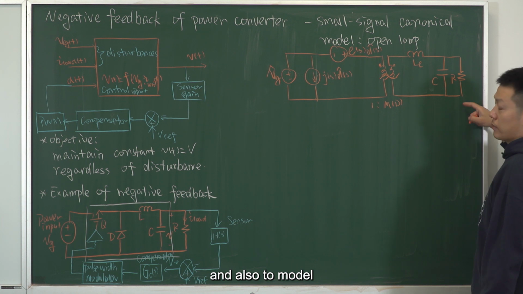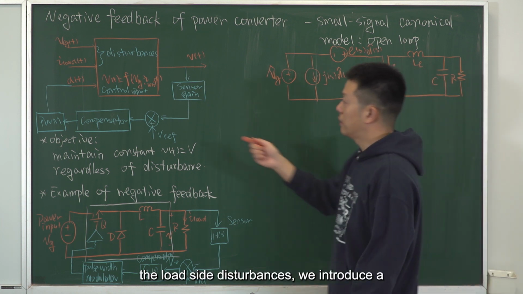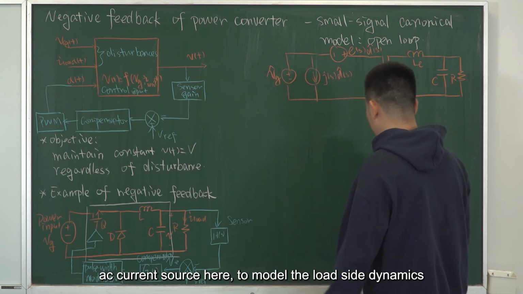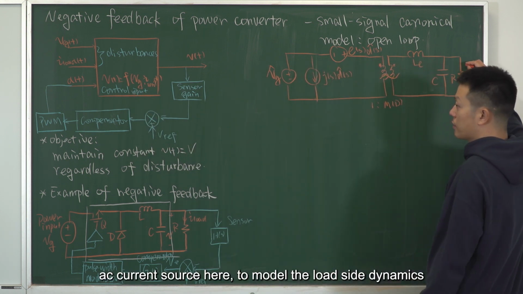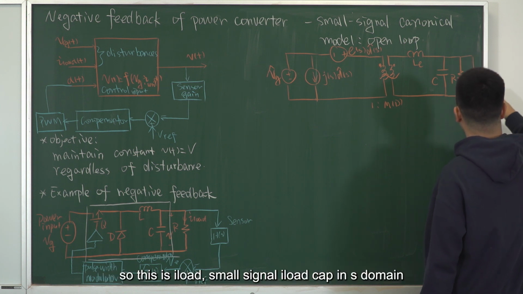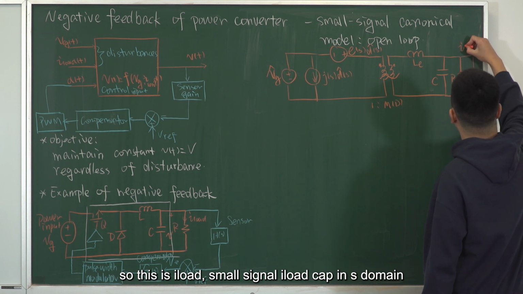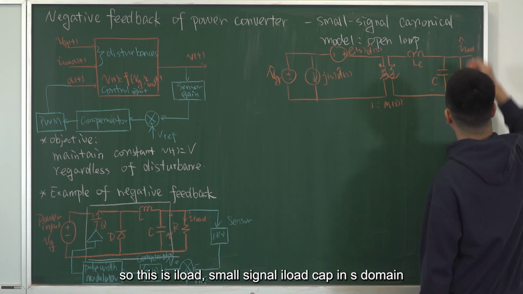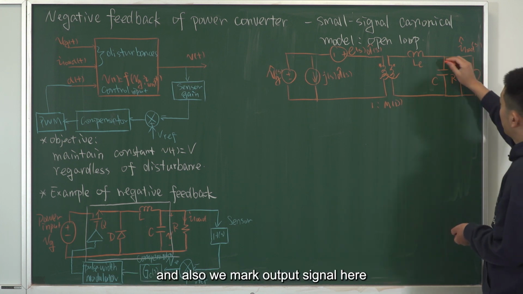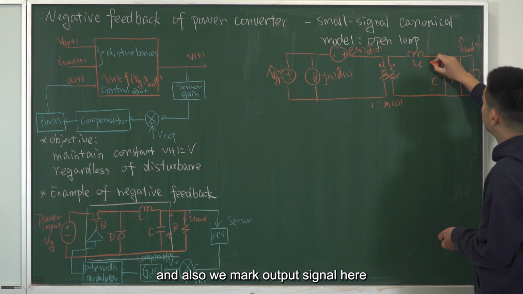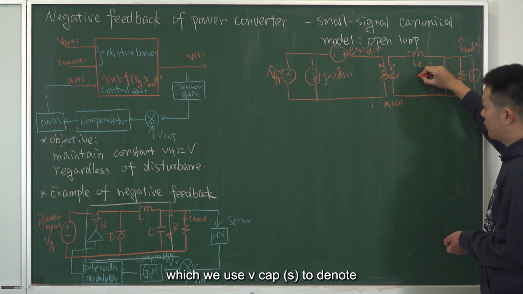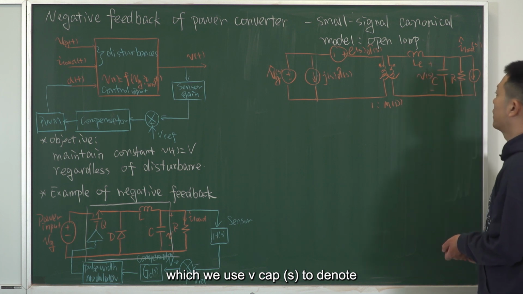Also, to model the load side disturbances, we introduce an AC current source here to model the load side dynamics. This is i load small signal, i load cap in the S domain. And we mark the output signal here as the voltage across the load resistor, which we use Vs to denote.